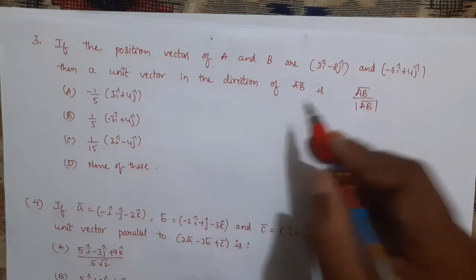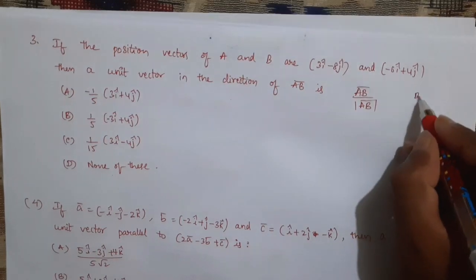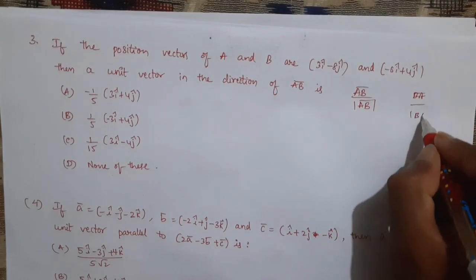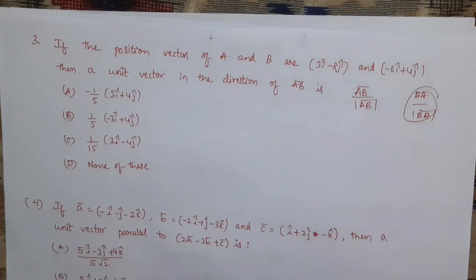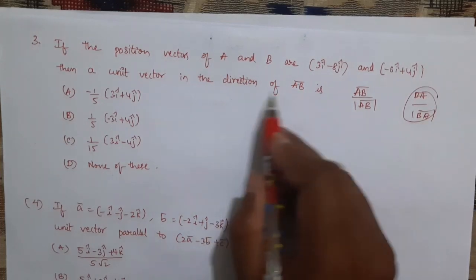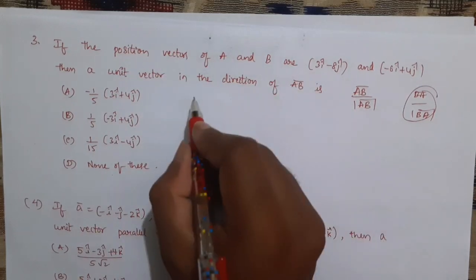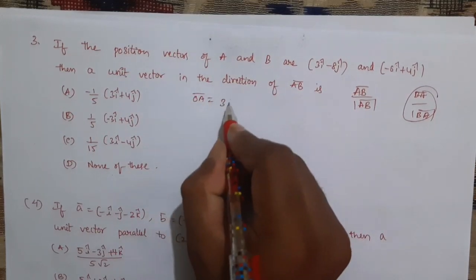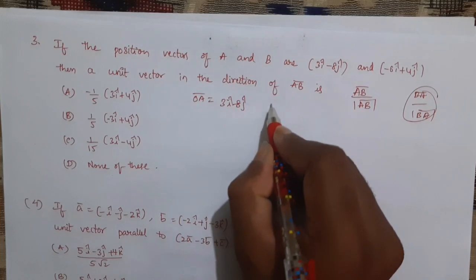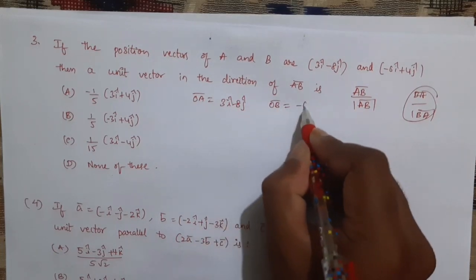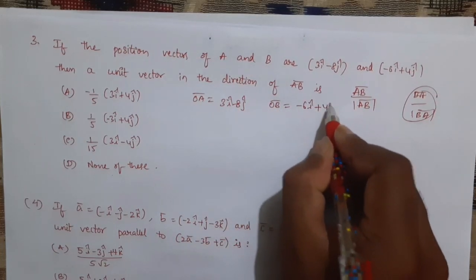If they ask unit vector in the direction of BA bar, this will become BA bar by modulus of BA bar. Like this we need to do. As they are asking the direction of AB bar, first we need to find AB bar. As it is position vectors, this will become OA bar 3i cap minus 8j cap, and again OB bar as minus 6i cap plus 4j cap.